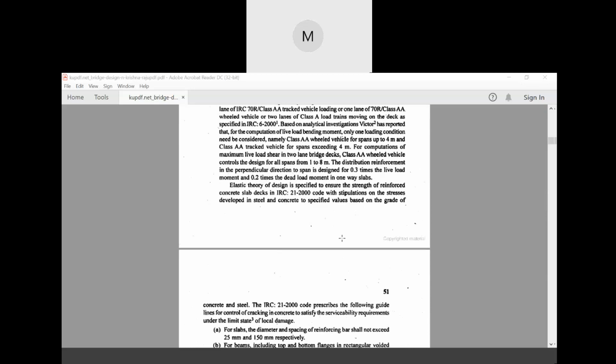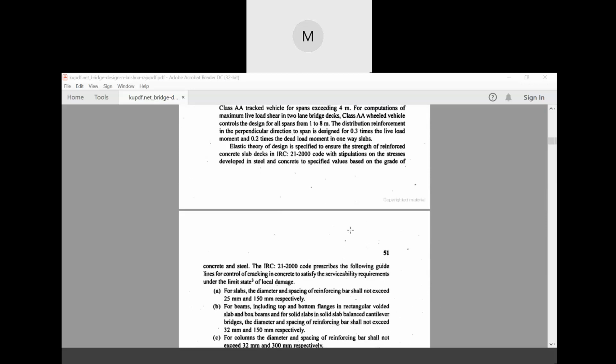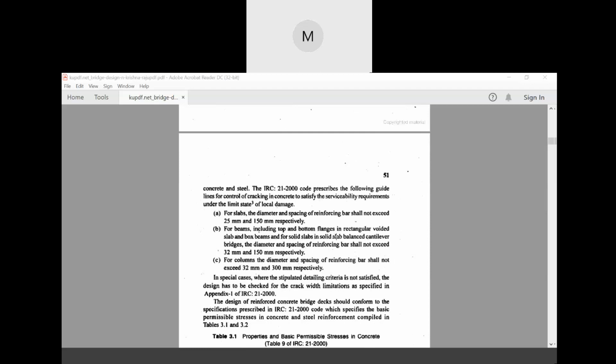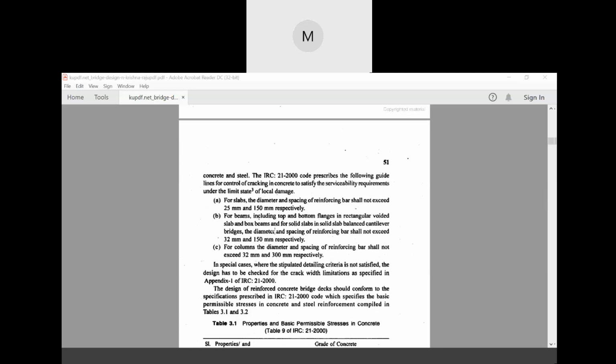Now look, first of all, as per Indian Road Congress IRC 21 2000, this is a code. It prescribes the following guidelines for control of cracking in concrete to satisfy the serviceability requirements under limit state. Now for slabs, the diameter and spacing of reinforcement bar shall not exceed 25 mm and 150 mm respectively. So these are certain criteria that are required to be followed for bridge design.